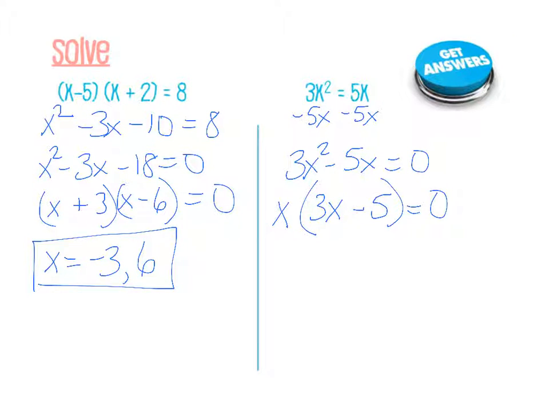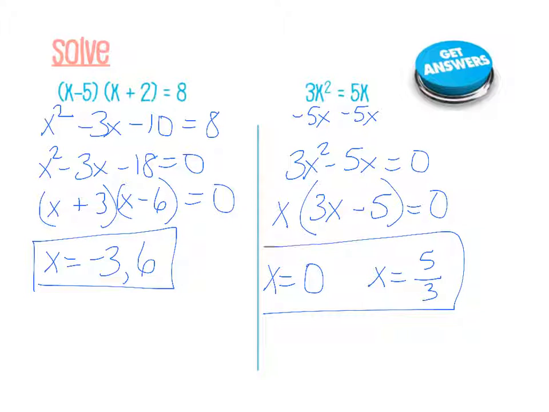Look at this. If you set those each equal to 0, you'll get x equal to 0. And on the second quantity, you'll end up with x equals, I would add the 5, divide by the 3.